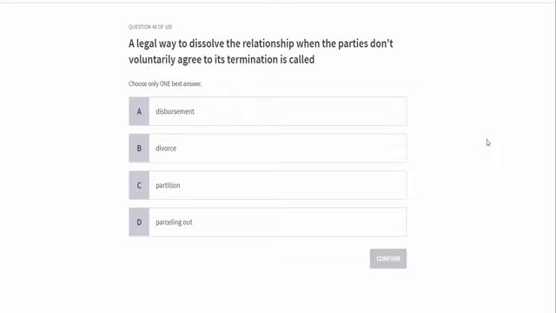A legal way to dissolve the relationship when the parties don't voluntarily agree to its termination is called what? It gives us four options: disbursement, divorce, partition, or parceling out. So A, disbursement, B, divorce, C, partition, or D, parceling out. So come up with your answer on that one. Here's some time for you guys.